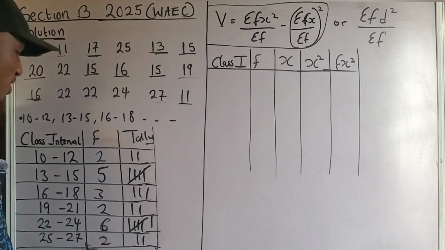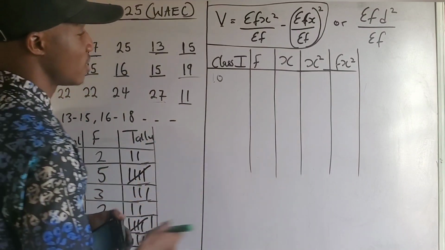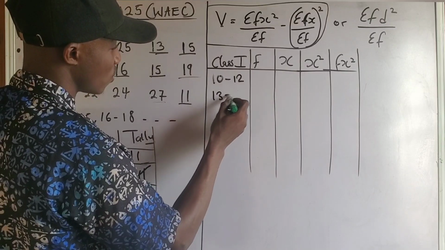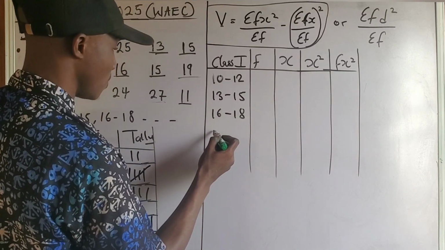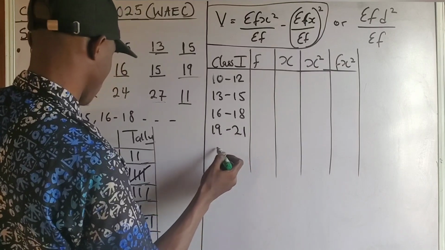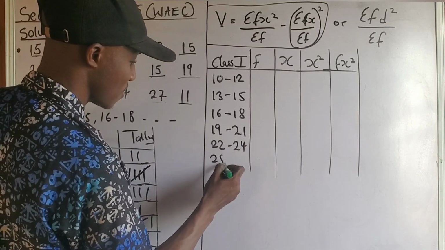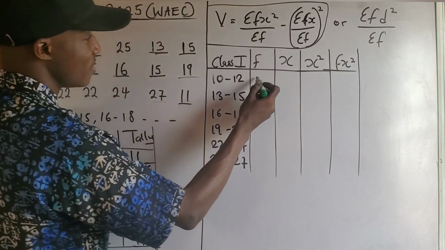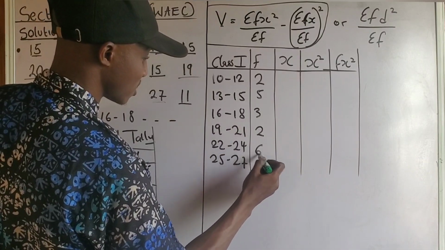Now let's put the class interval. The class intervals are 10 to 12, 13 to 15, then 16 to 18, 19 to 21, 22 to 24, then 25 to 27. Do you understand? And the frequencies for each of them are 2, 5, 3, 2, 6, and 2.